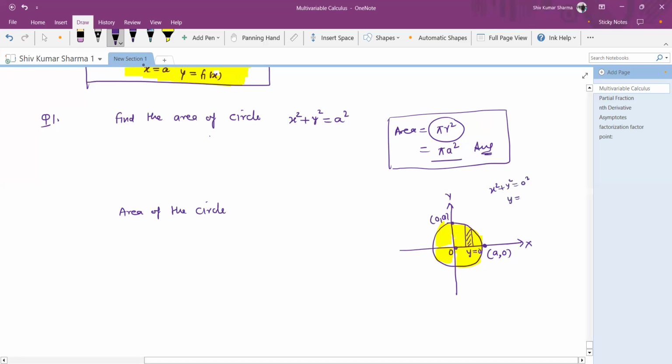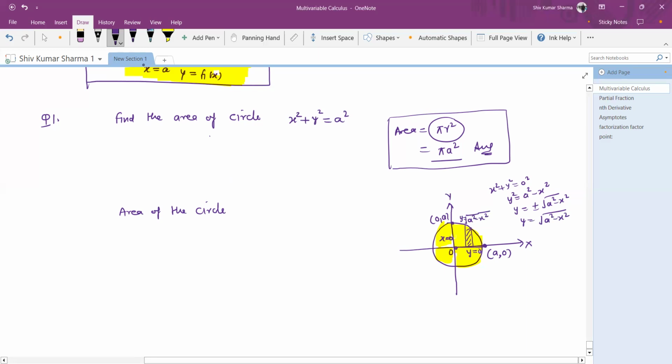So what is the value of y? You can write y square equal to a square minus x square, and y equal to plus minus root of a square minus x square. But when we are taking only the positive quadrant, the limit of y will be y equal to root of a square minus x square. Okay, so here the limit for x starts at x equal to 0.